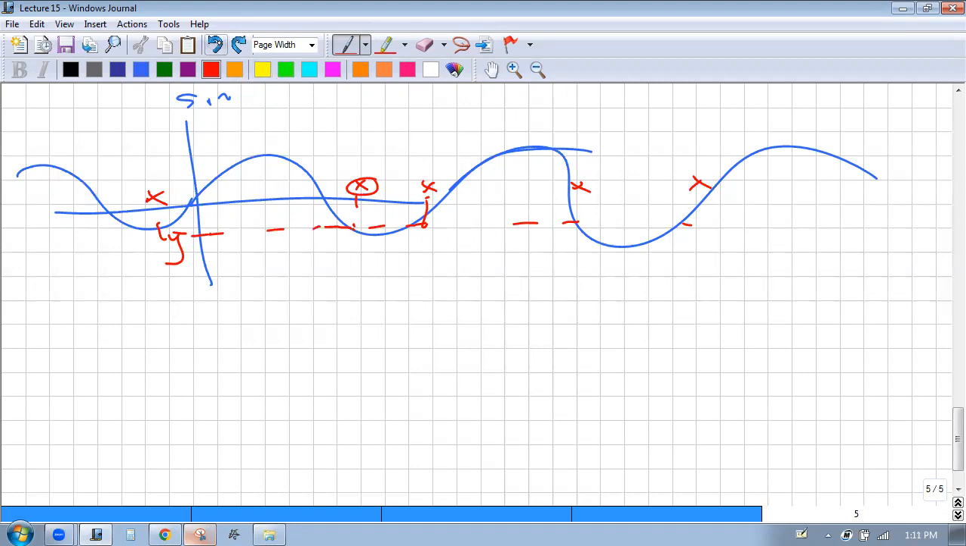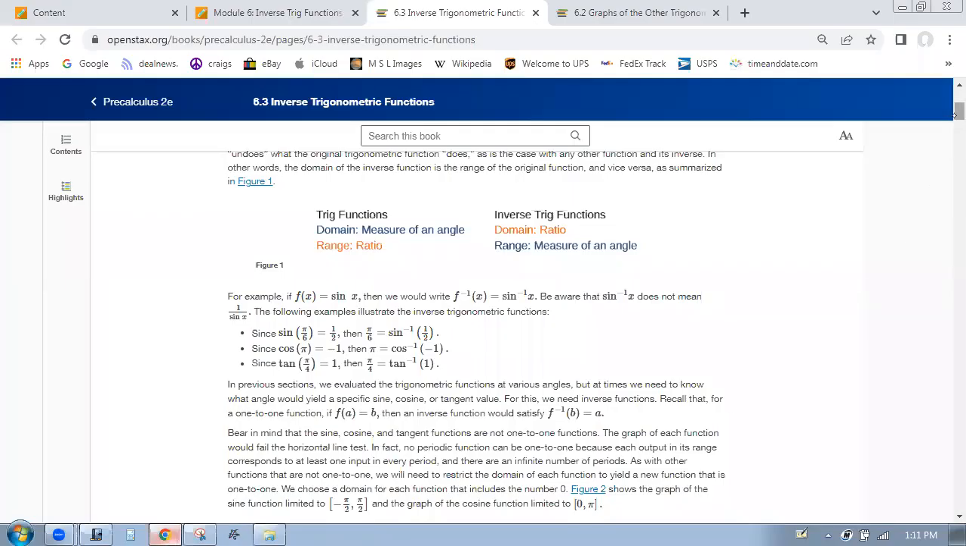So what we're going to do is just pick a piece of it that we like. In fact, we're going to pick this piece because it covers the whole -1 to 1. We'll just pick that piece of sine. Passes the horizontal line test, therefore it's invertible. Okay, so let's look at that in more detail here. Let's get a little picture going on.